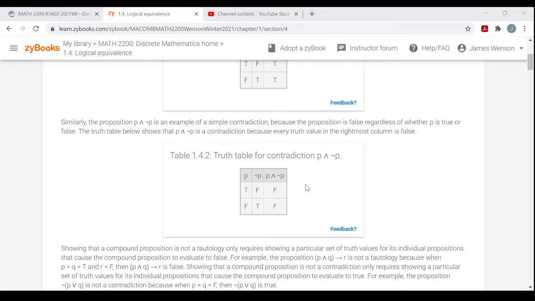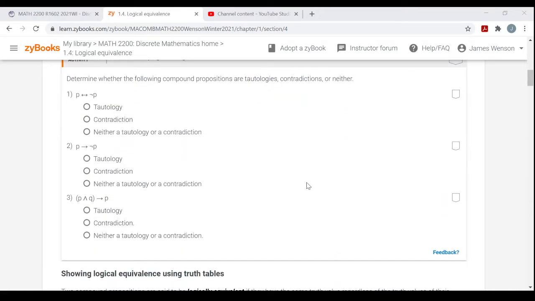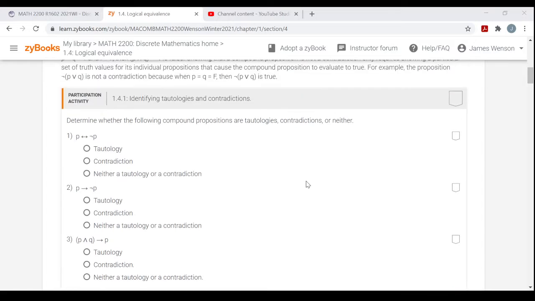I'm not going to write this out, but I'll write these out though. I have three things here, and I'm not going to do all three. I'll start you off. We're asked to determine whether the following compound propositions are tautologies, contradictions, or neither. So remember, tautology is always true, contradiction is always false, and neither would be true sometimes and false sometimes.